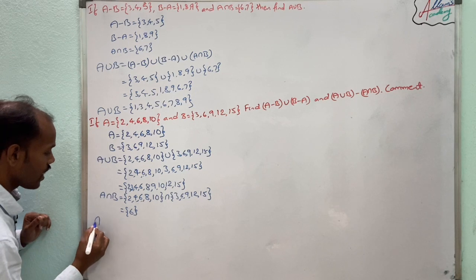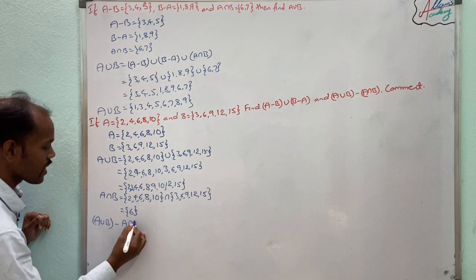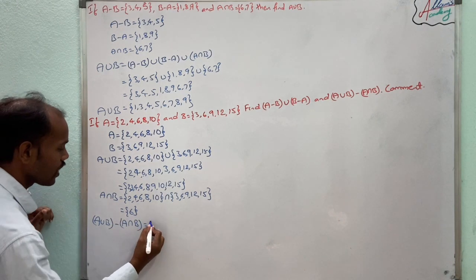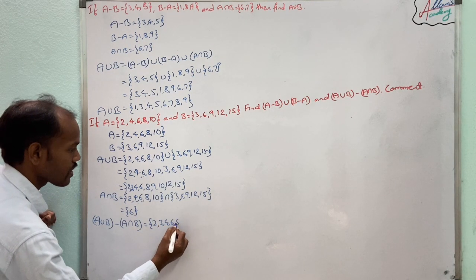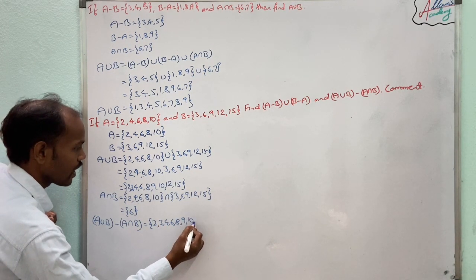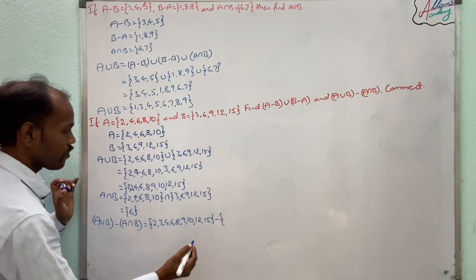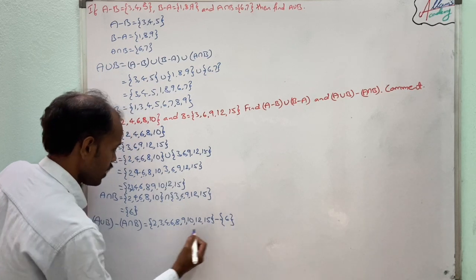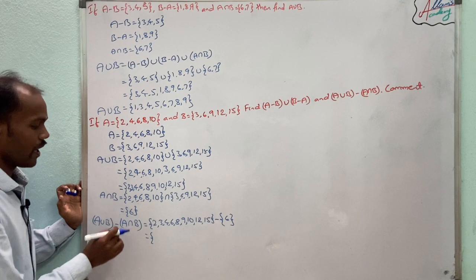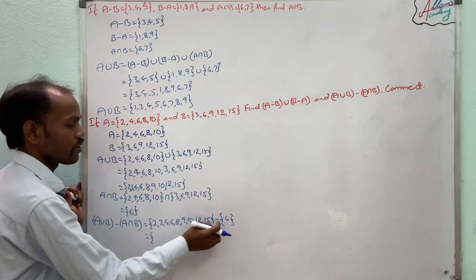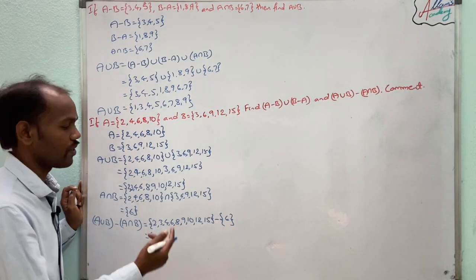Here we are finding A union B minus A intersection B. So A union B is 2, 3, 4, 6, 8, 9, 10, 12, 15 minus A intersection B, which is the element 6. Now minus means, as we said, neglecting the common elements of both sets, and the remaining elements of the first set are what we write as the set.